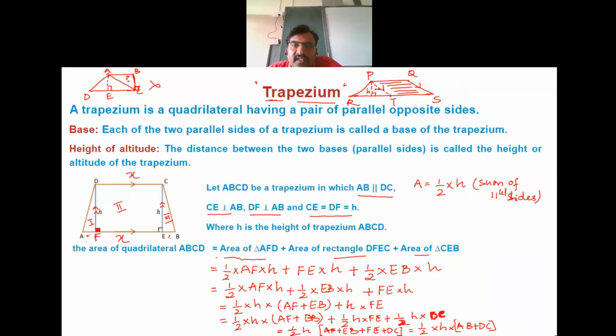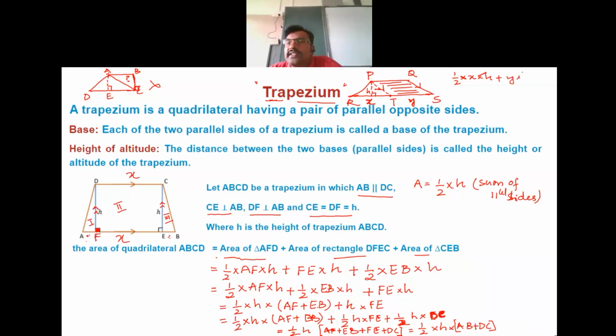Wait, we can make it a rectangle. From R to T, I will name the distance X. Between T and S, I'll name it as Y. Now just observe the triangle PRT. For the triangle PRT, half into X into H gives the area, plus the area of this parallelogram is H into Y.